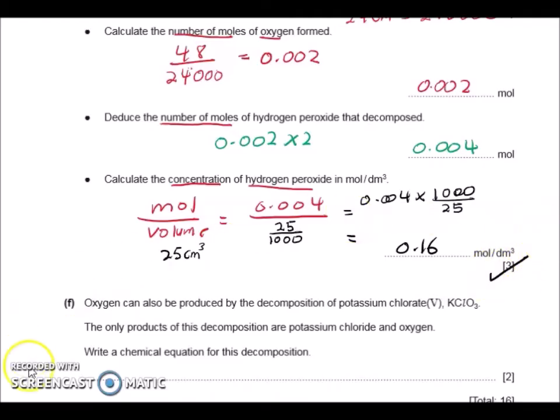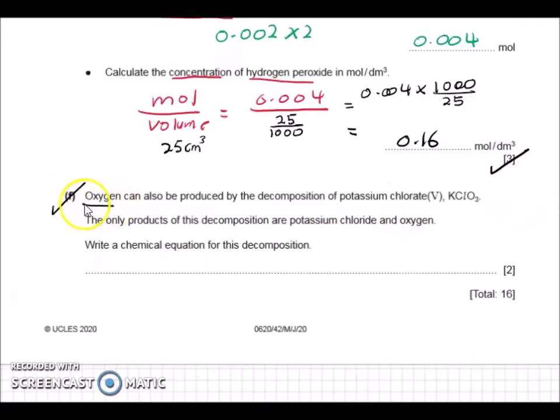Now let us move to the next question, question F. Oxygen can also be produced by decomposition of potassium chlorate. The only products of this decomposition are potassium chloride and also oxygen. So we can write the formula here, KClO₃, and this is potassium chlorate, and the products will be potassium chloride plus oxygen. Next we just have to balance it. So how do we balance it?